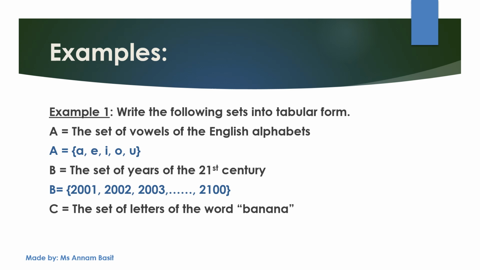C is equal to brackets open B, comma A, comma N, and the brackets close, because A is repeating itself 3 times and N is repeating itself in the word banana 2 times. So you're not going to write A 3 times or N 2 times in the set. You're going to write A only once and N only once. Okay?